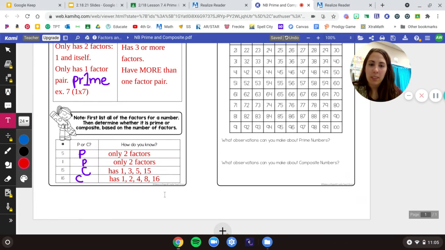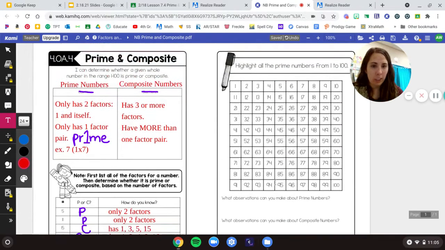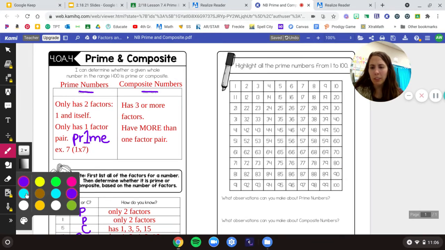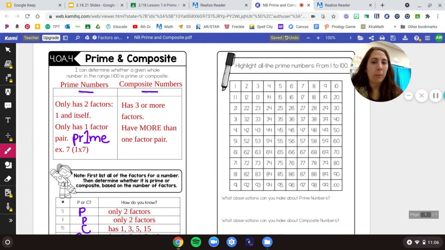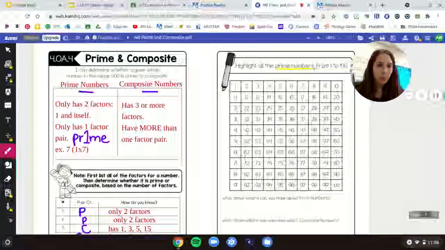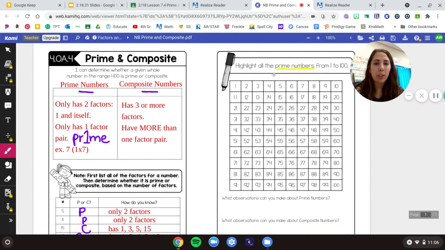Okay, so now, 4th grade friends, what you're going to do over here on the right, use a different color marker like a highlighter or a blue marker or a pink one, whatever you want. I'm going to do yellow. So what I'm going to go through and do is highlight all of the prime numbers only. Prime numbers. Okay. So I'm looking. Well, is 1 prime?